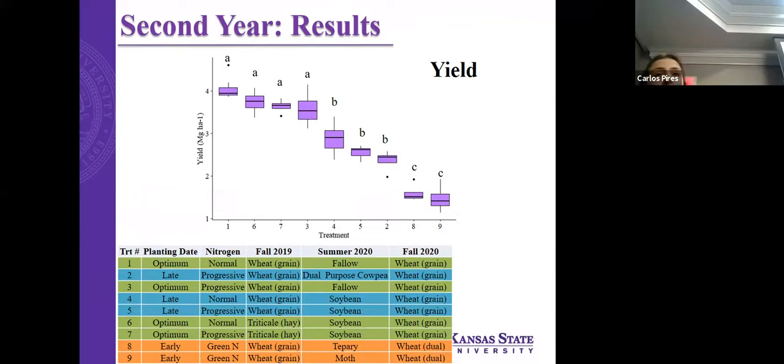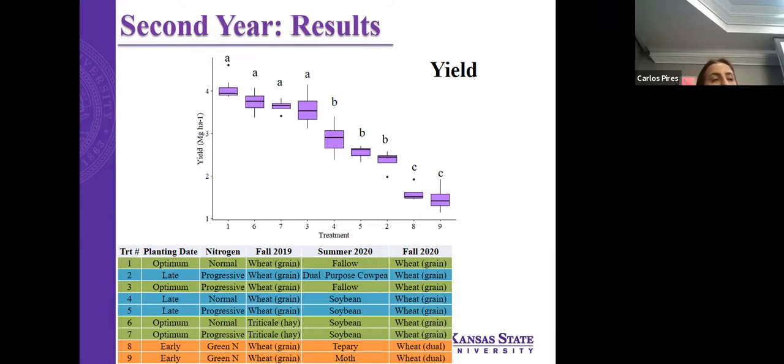we can see that nitrogen didn't play a whole lot of role here for wheat. But for the treatments with higher yields, the only thing that they have in common is the optimal planting date, while the treatments that had the lowest yields were the early planting date. But it's also important to highlight that for the early planting date, this is a dual purpose wheat after green nitrogen. So we don't have any early planting date for the other treatments. So the only treatments that are representing the early planting dates are the green N.